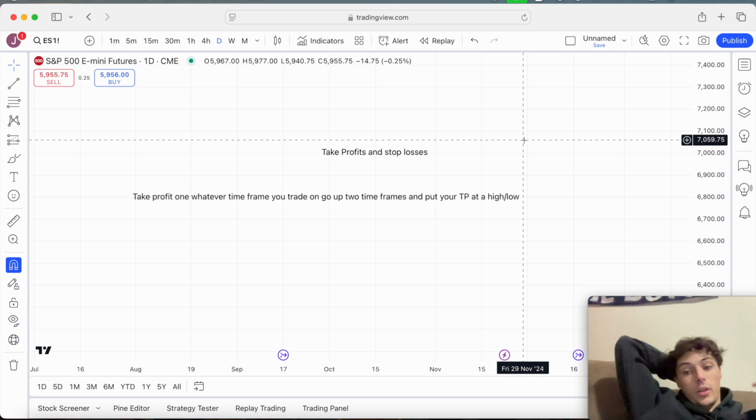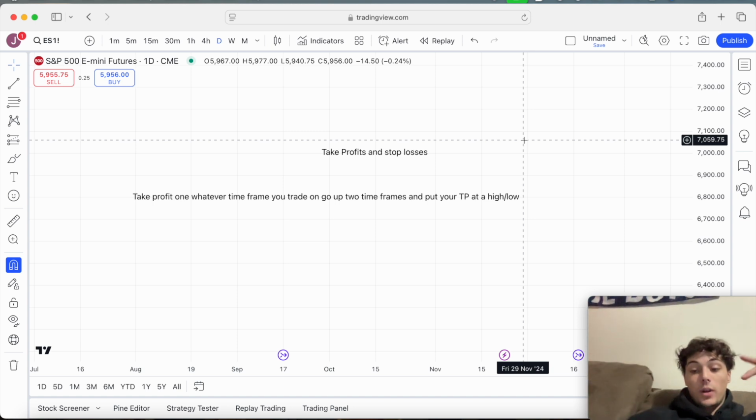So if you're executing on the 1 minute, put TP at the 15 minute. If you're executing on the 5 minute, put TP at the 1 hour. If you're executing at the 15 minute, put TP at the 4 hour. If you're executing on the 1 hour, put your TP at the daily.